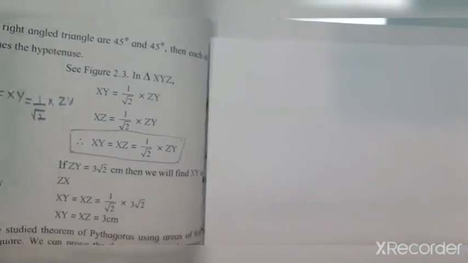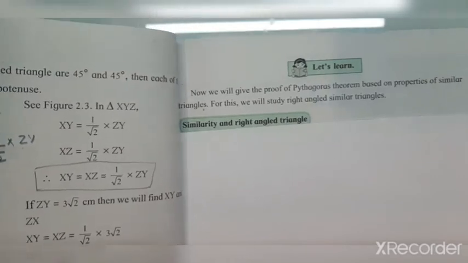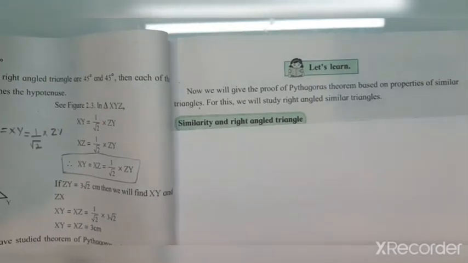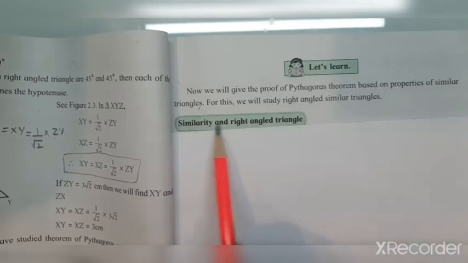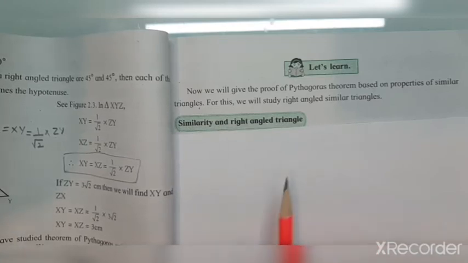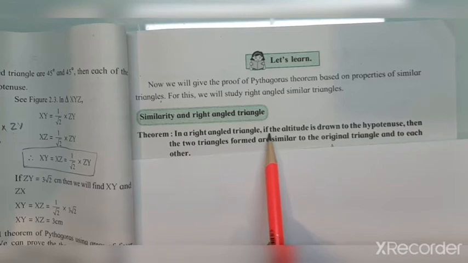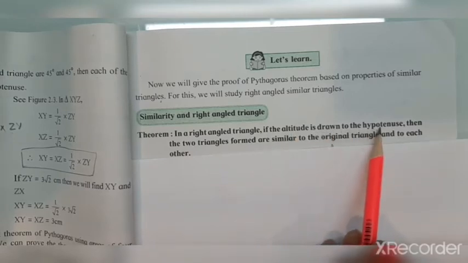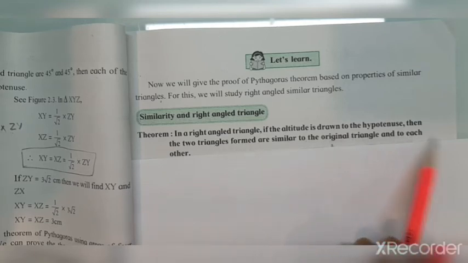After this, on page number 33, before studying Pythagoras theorem, we will first study some properties, and the first property we are going to study here is similarity and right angle triangle. Now similarity, we have done the first chapter on similarity. So it is related to what we have studied there, and right angle triangle. So what is the statement? The statement says that in a right angle triangle, if the altitude is drawn to the hypotenuse, then the two triangles formed are similar to the original triangle and to each other.